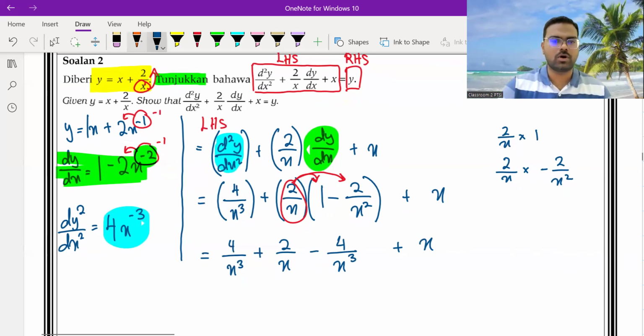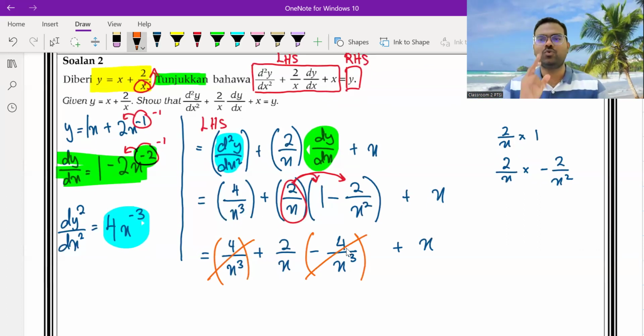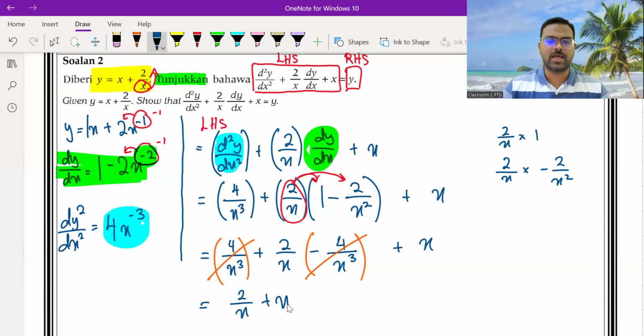Okay, so this is what we are getting so far. So far looks good. Alright, kita sambung. So 4 over x cubed minus 4 over x cubed. Bye-bye. It's like 5 tolak 5, 0 kan? 7 tolak 7, kosong kan? 8 tolak 8, kosong kan? Jadi 4 per x cube tolak 4 per x cube, kosong lah. So what is left? 2 over x plus x.